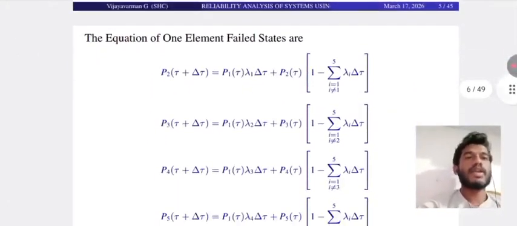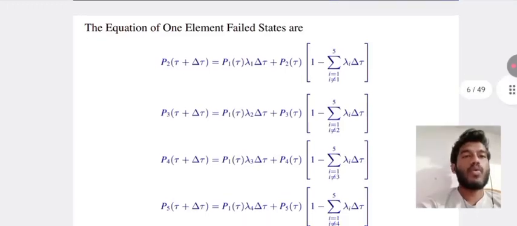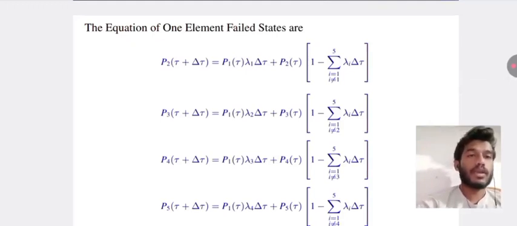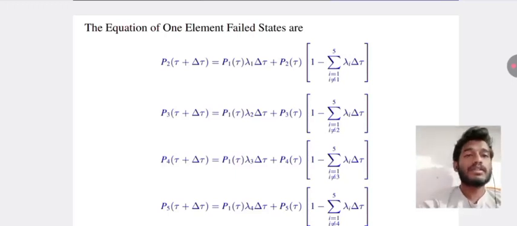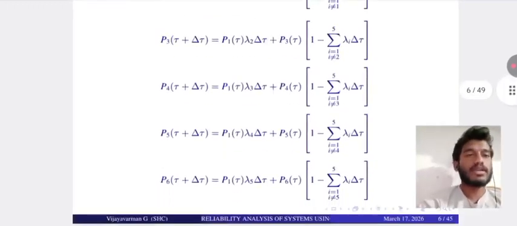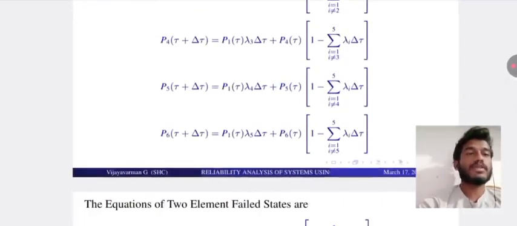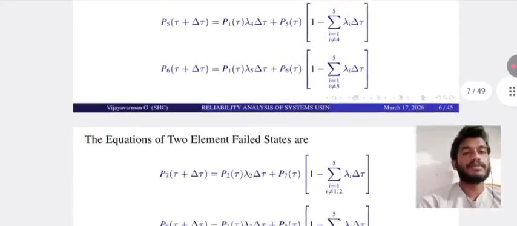The equation for the one-element-failed state is P2 of tau plus delta tau equal to P1 of tau lambda 1 delta tau plus P2 of tau times 1 minus the summation for i not equal to 1, because one element has failed. Which element is it? The first element. So lambda summation equal to 5, lambda 1 to delta t. In state 3 the second element is failed, state 4 the third element is failed, state 5 the fourth element is failed, state 6 the fifth element is failed.